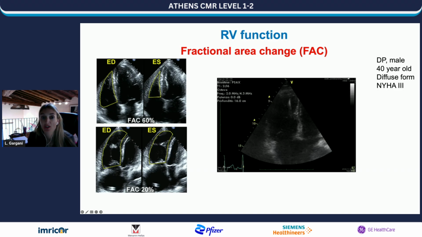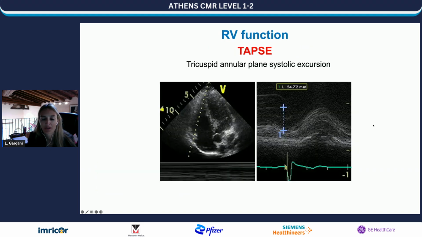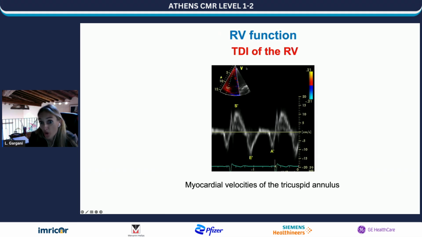We have the fractional area change, which is a kind of ejection fraction done with the areas for the right ventricle. We have the TAPSE, which is a very simple, strong, but somehow limited parameter to assess RV function because it assesses only the longitudinal function, and you may have a dysfunctional mid and apex of the right ventricle, whereas the basal part works well and the TAPSE can be normal.